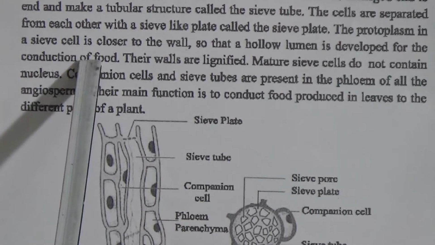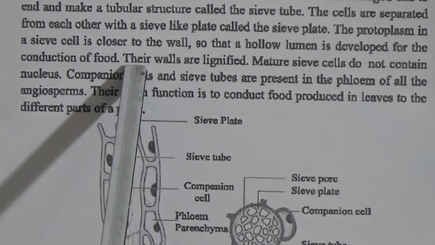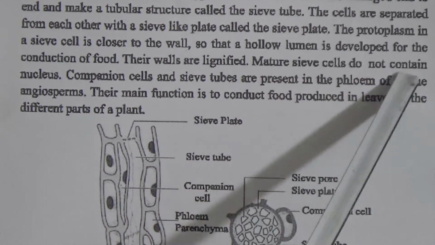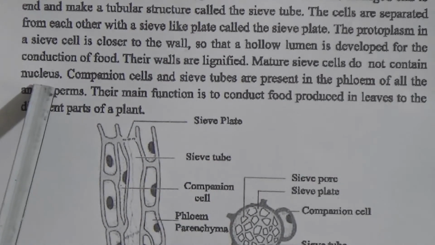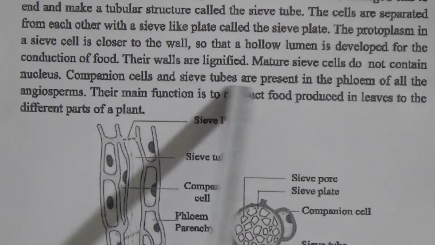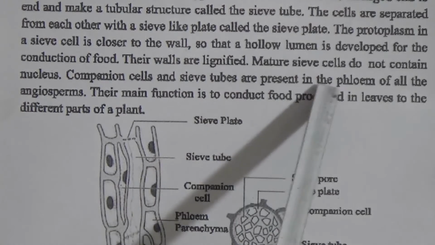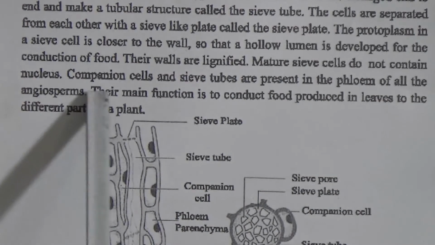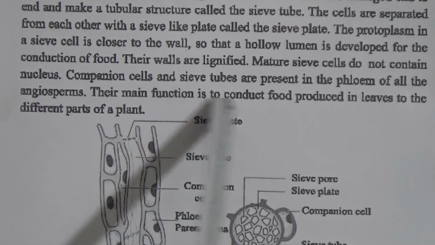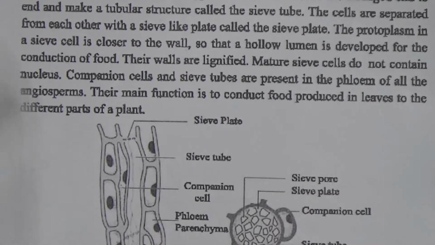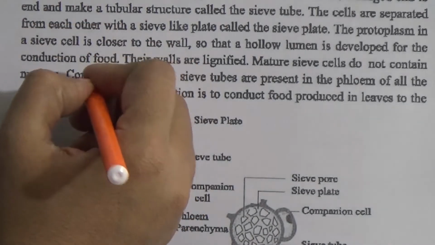For the conduction of food, their walls are lignified. Matured sieve cells do not contain a nucleus. Companion cells and sieve tubes are present in the phloem of angiosperms. Their main function is to conduct the food produced in the leaf to the different parts of a plant.